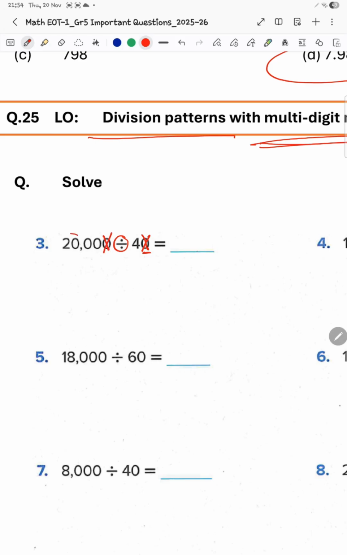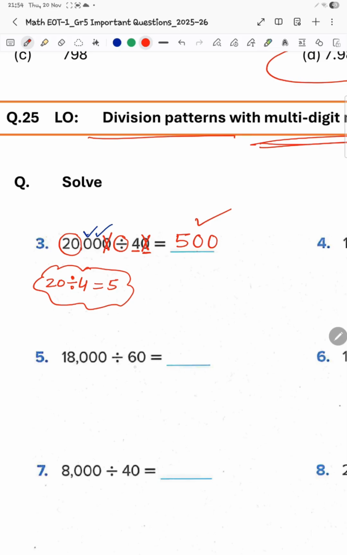Now first I will divide 20 by 4. So 20 divided by 4 will give us 5. Okay. So 5 I will put here. Now how many zeros are left over? So 1 zero and 2 zeros are left over. So I will put 2 zeros after that. This will be your answer. Okay.